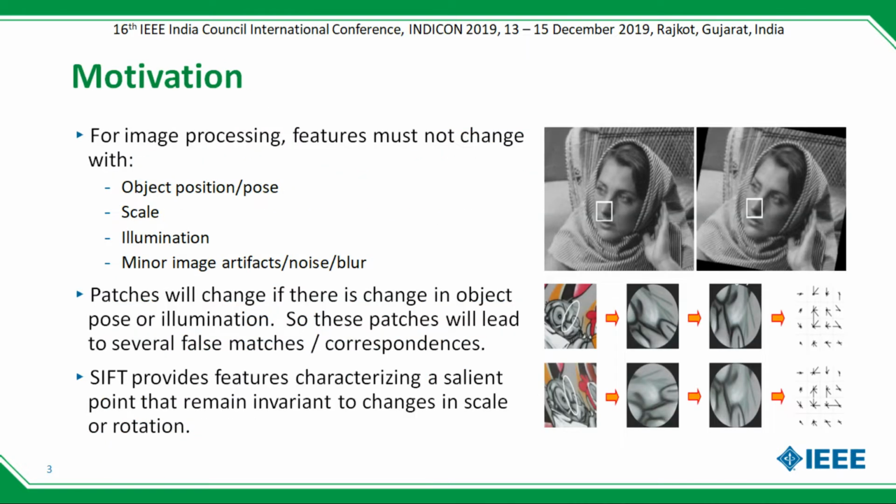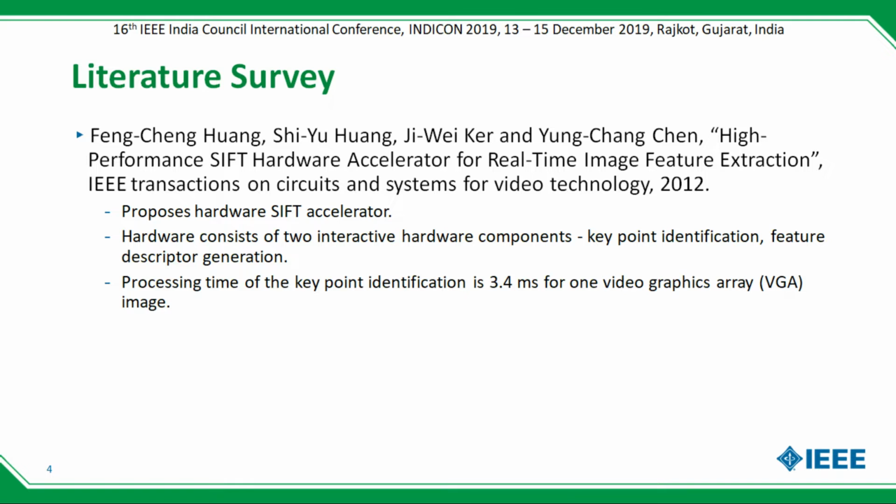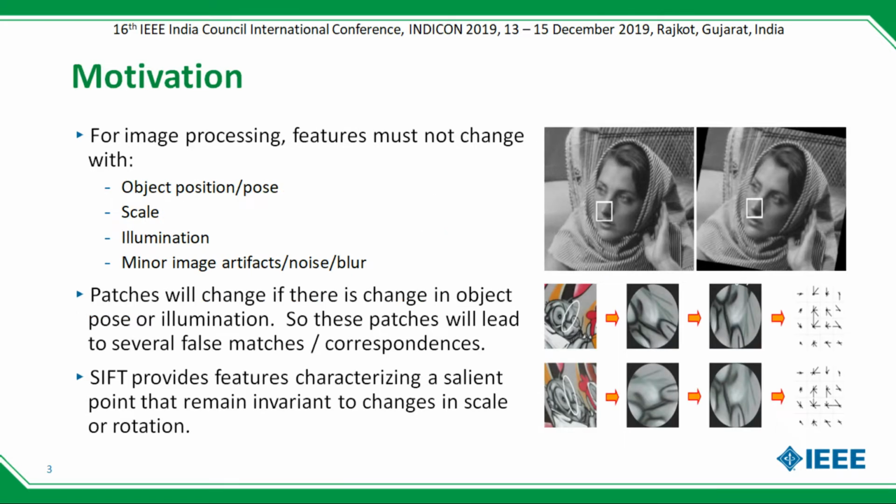The motivation is that when any points on an image are considered as features, those features should be stable. They should not change due to object position, illumination or scale. So the features cannot be patches, like the shadows in an image. Those cannot be taken as features. The features should also not change with object rotation or scale changes.